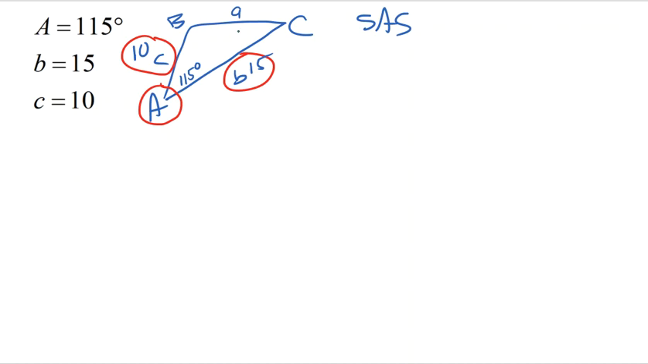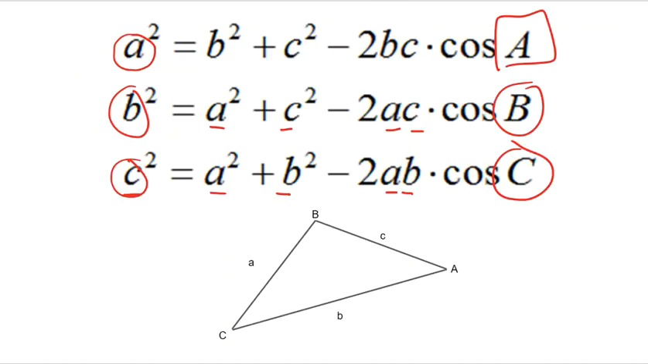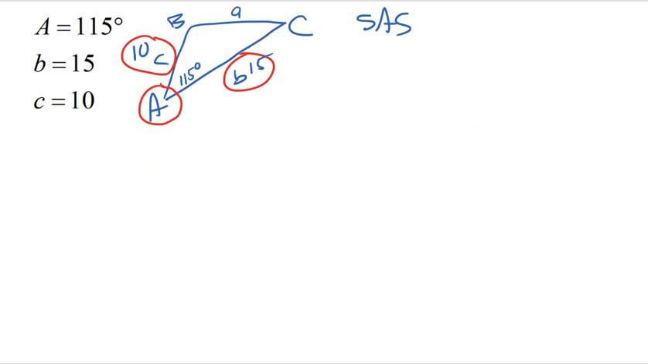I'm going to find little a first. Here's why. I cannot find B or C. Go back to the rules. I cannot find angle B. Why? Because if I want to find angle B, I need to know all three sides. And I don't. I only know two of them. I cannot find angle C. Why? Because I need to know all three sides. So the only thing I could actually find right now is angle A.